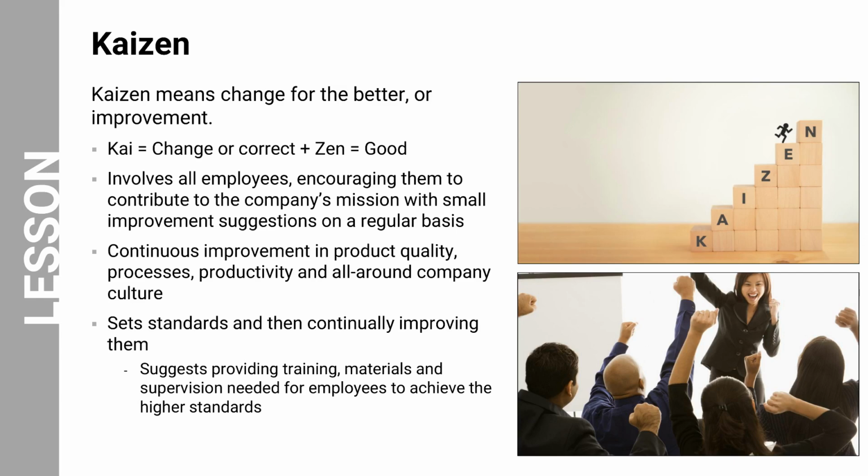Kaizen is a system that involves all employees, encouraging them to contribute to the company's mission with small improvement suggestions on a regular basis. Kaizen involves setting standards and then continually improving them. To support the higher standards, Kaizen also involves providing the training, materials, and supervision needed for employees to achieve the higher standards and maintain their ability to meet those standards on an ongoing basis.